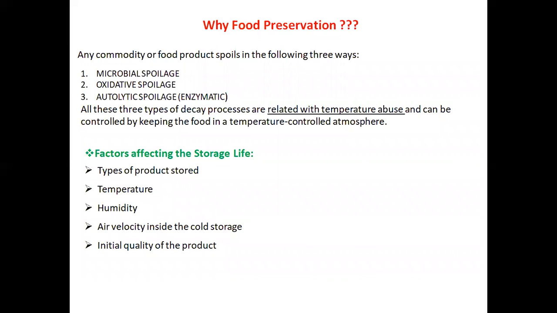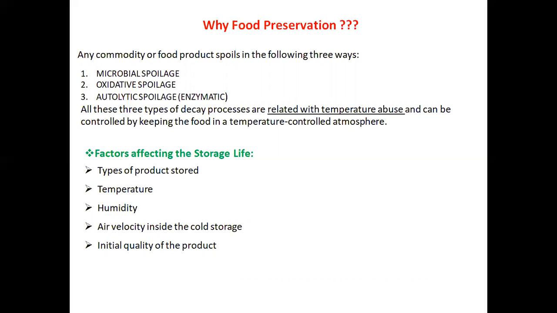So why food preservation? Any commodity or food product spoils because of the following three reasons. One is microbial activity. Second is oxidative activity, and third is autolytic spoilage, which in short is called the enzymatic reaction. Because of these three types of actions, the decay processes are related to temperature abuse, and can be controlled.